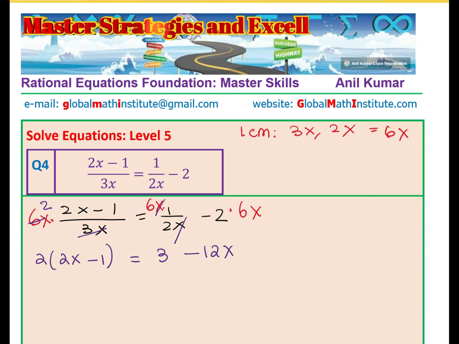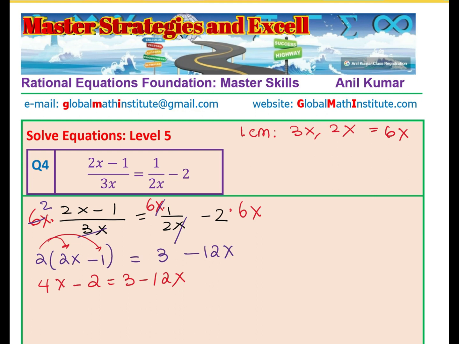You can bring all the terms together. That is where this is slightly different from the previous one, correct? Open the brackets using distributive property. So we'll multiply and we get 4x minus 2 equals to 3 minus 12x.